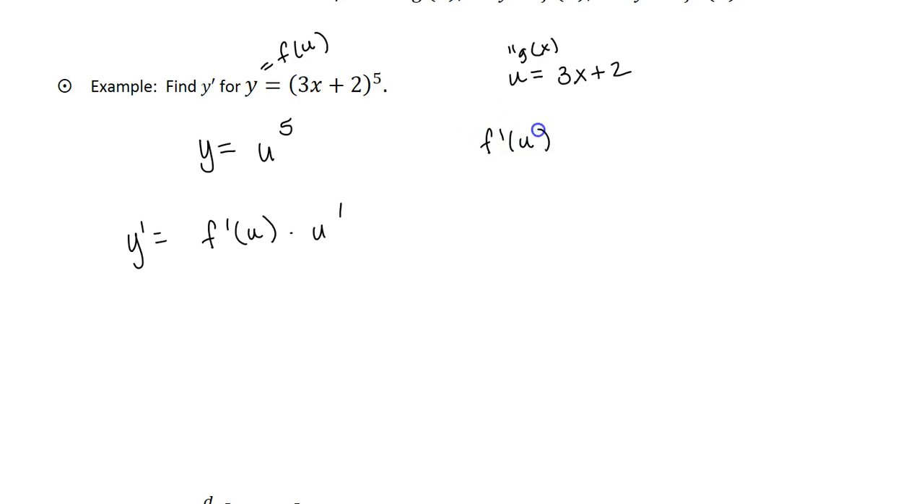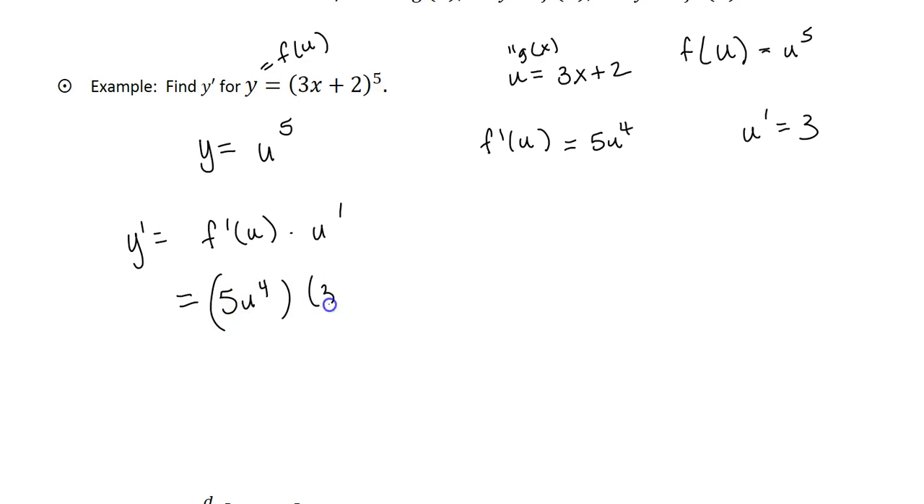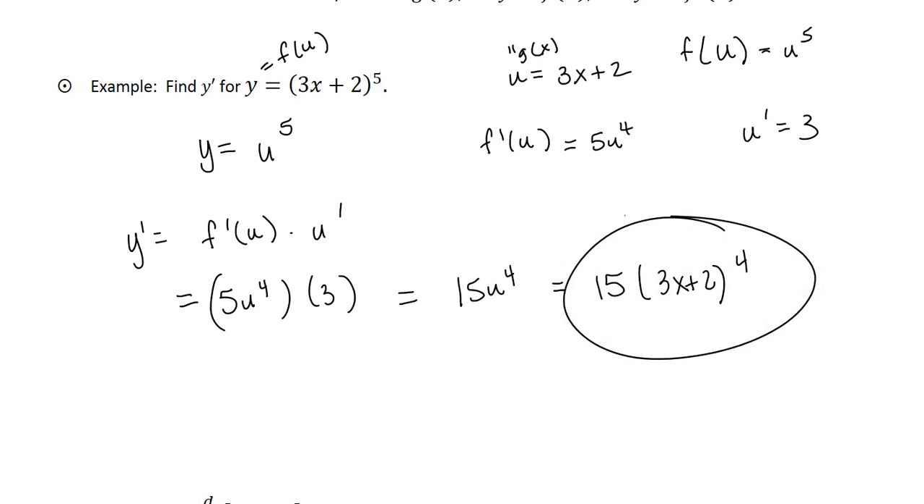F prime of u, so f of u is u to the fifth. F prime of u is going to be 5u to the fourth, and u prime would be 3. So this is just 5u to the fourth times 3, or 15u to the fourth. And we just come back and plug in our u, which is 3x plus 2. So this is my final answer here.